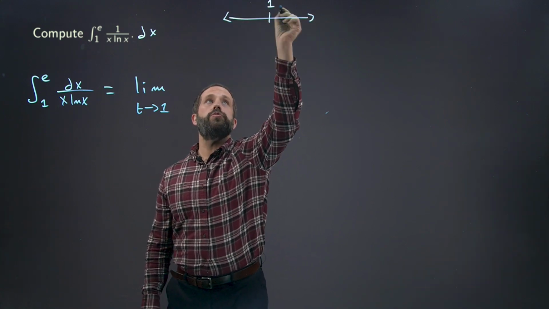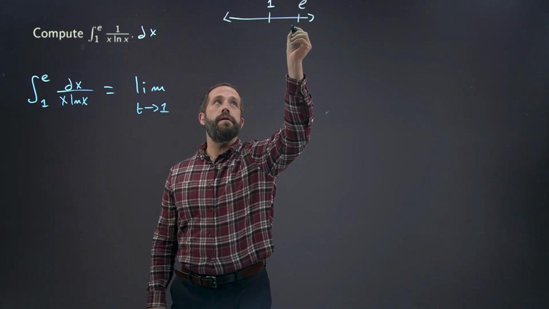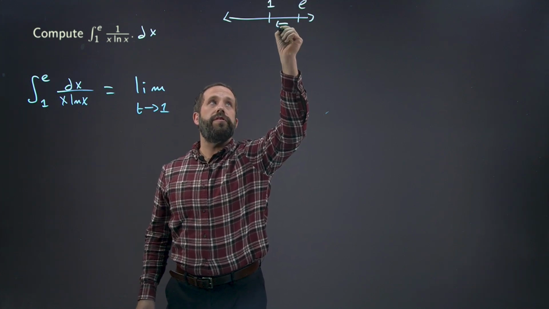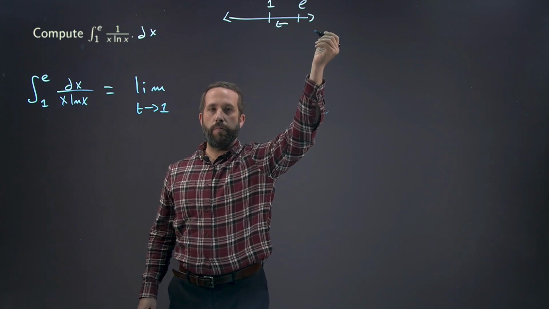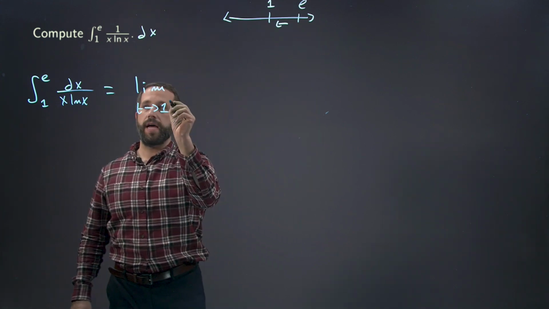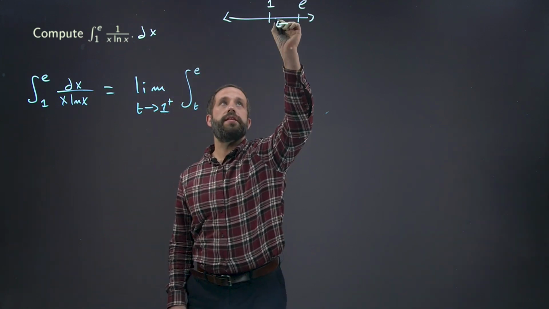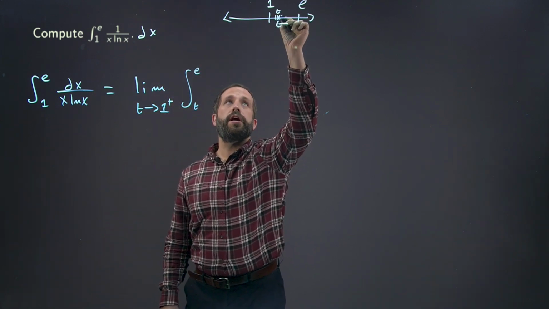Let's say this is 1, and this is e. We're going from 1 to e, so the t value is going to go that way. So we're approaching 1 from the positive side. And it's going to be the integral from t to e. Again, if this is t, we're integrating over this interval.